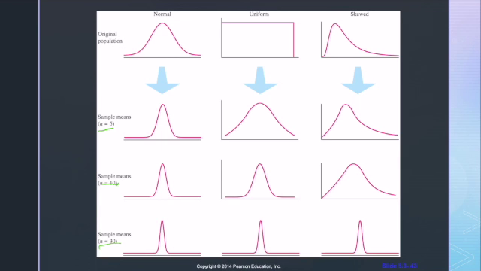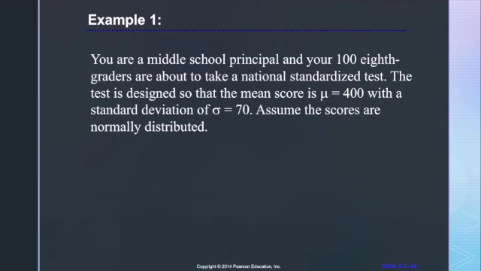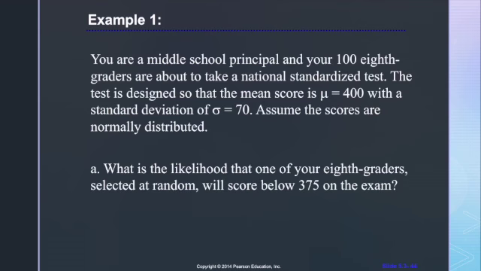So let's say you're a middle school principal and your 100 8th graders are about to take a national standardized test, and the test is designed so the mean score is 400 and the standard deviation is 70. I want to assume my scores are normally distributed. What's the likelihood that one of my 8th graders selected at random will score below a 375 on the exam?